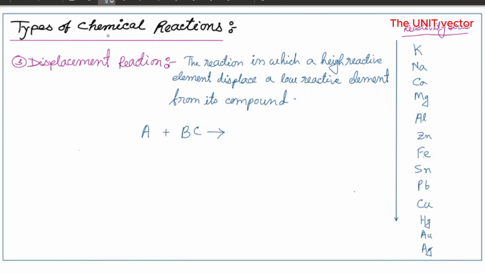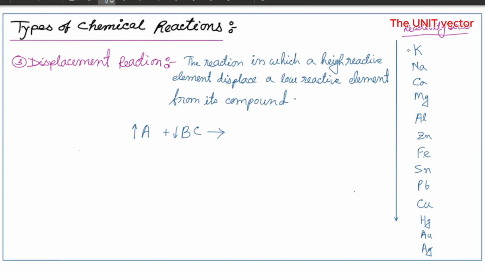Number three type of chemical reaction is displacement reaction. So what is displacement reaction? The reaction in which a highly reactive element displaces a less reactive element from its compound. In this reaction, let's say A is more reactive than B.